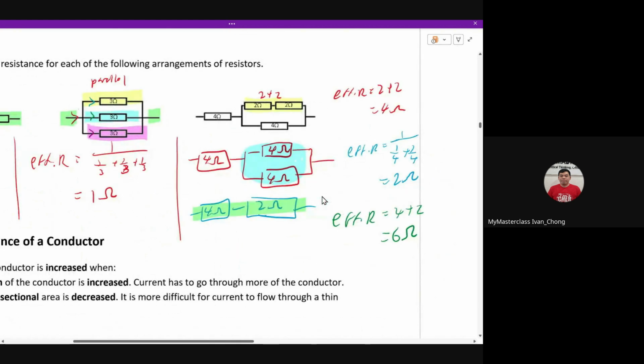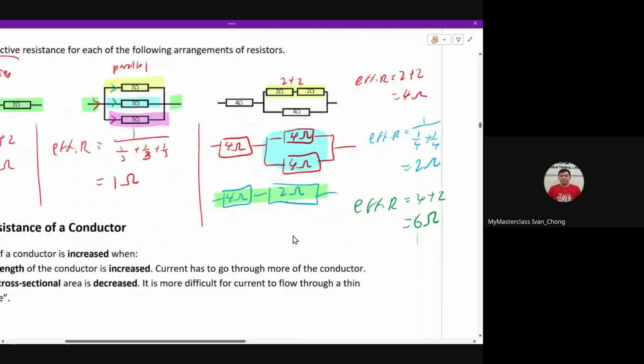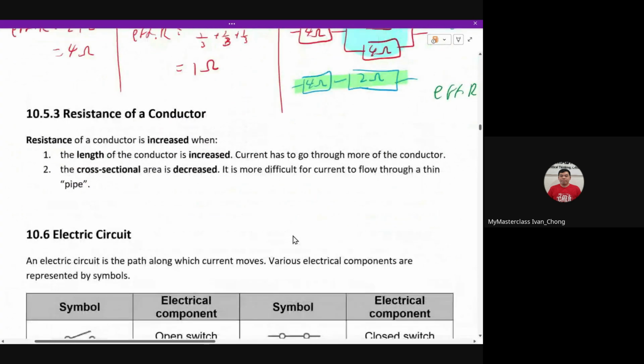Okay, so always try to simplify it to the point where it's basically idiot proof. It's just a simple series or simple parallel itself. Try not to do it in one shot because sometimes it gets very, very confusing if you do a very big equation. So do take note about this.